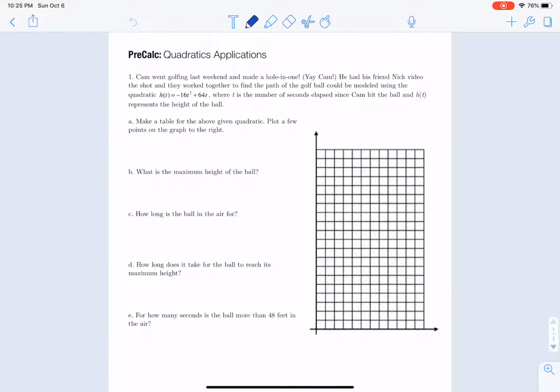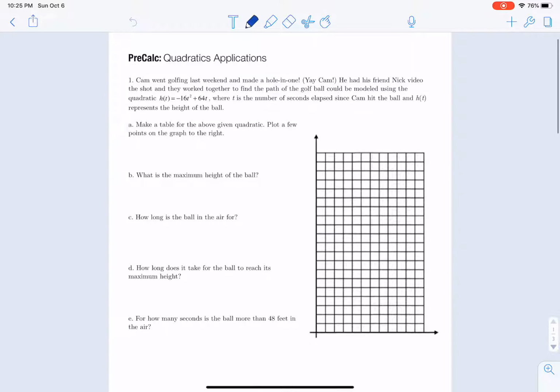If you were to grab your graphing calculator, you could type this into your y equals, and you could make a table of values. So you could type in negative 16 x squared plus 64x. I'm actually doing this along with you. If you hit second table, it will bring us to a table of values.